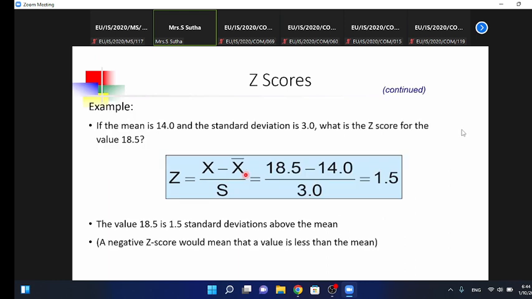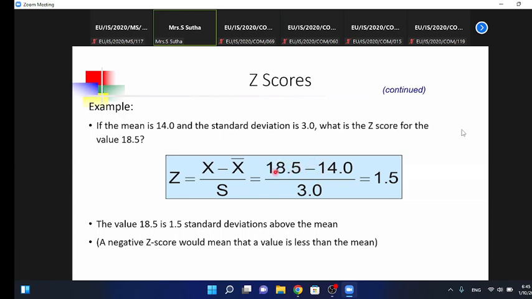So here, for example, there is a mean value of 14 and the standard deviation is 3. So what is the Z-score for the value 18.5? Z is equal to 18.5 minus 14 divided by 3, that is 1.5. So what is the interpretation of this 1.5 for the value of 18.5?